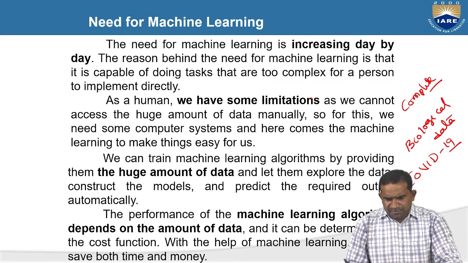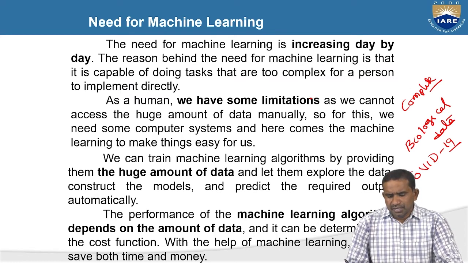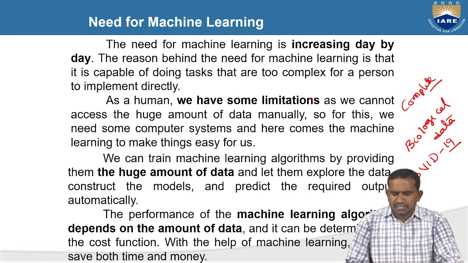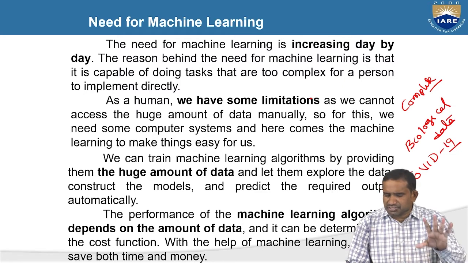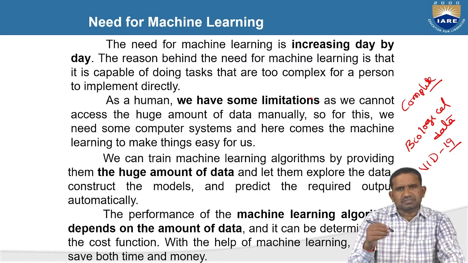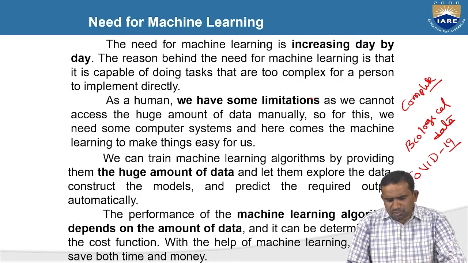Next, the performance of machine learning algorithms depends on the amount of data, and it can be determined by the cost function. Means the machine learning performance mainly depends on how much data we give to the machine, and some cost parameters also. With the help of machine learning, we can save both time and money.